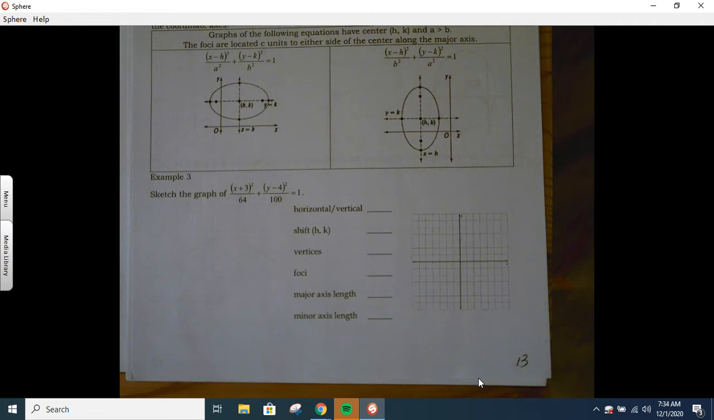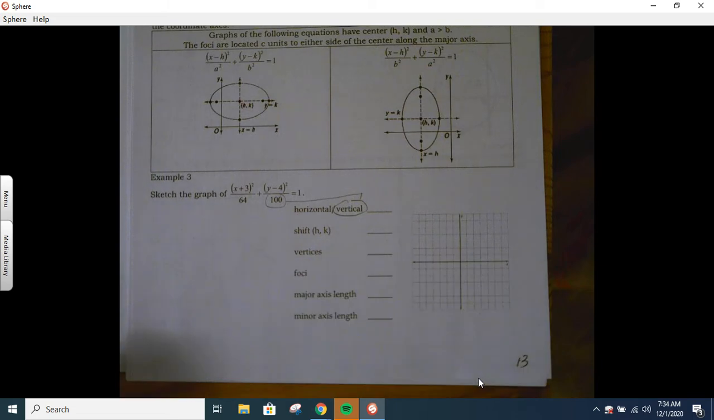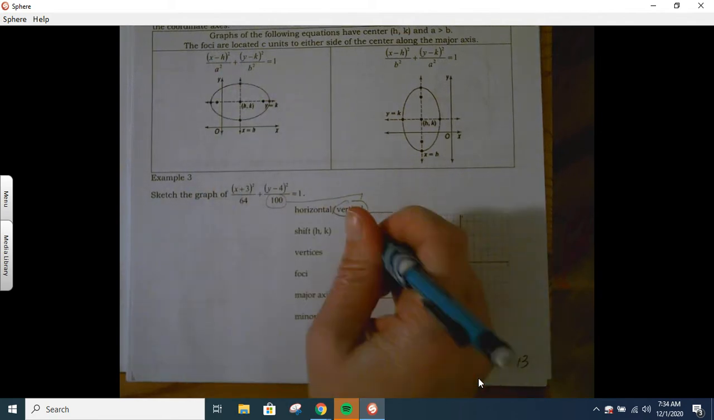So if we take a look at example 3 here, it says sketch the graph. So I would look at this and say, all right, well, first, is it going to be longer horizontally or vertically? I see the bigger number under the y, so it's going to be longer vertically. The shift is the h, k, so if you look up here, you see it's still the x minus h, y minus k, so this would be negative 3, 4.